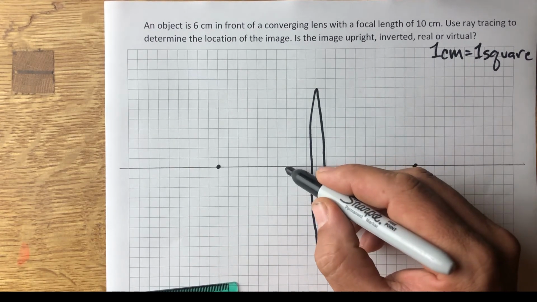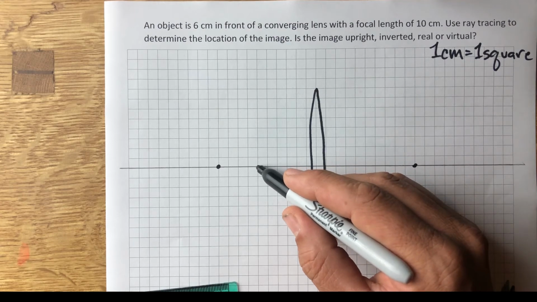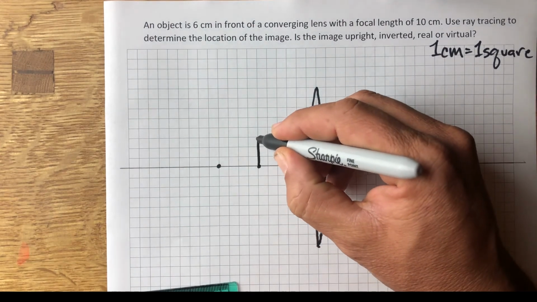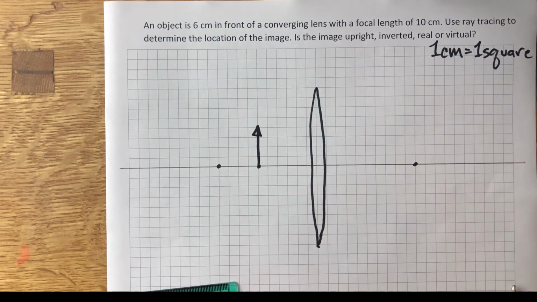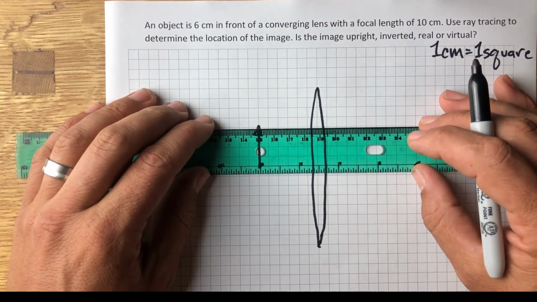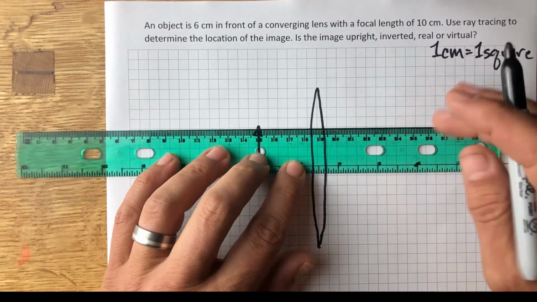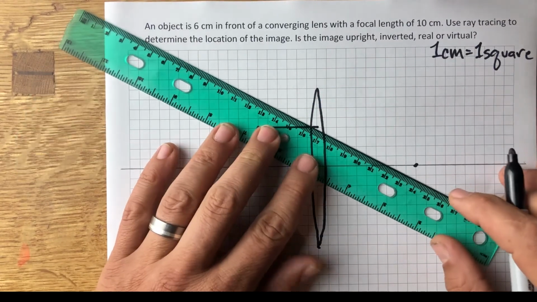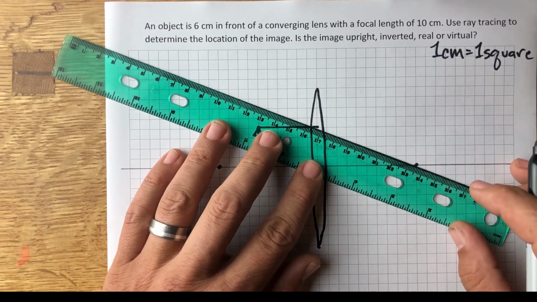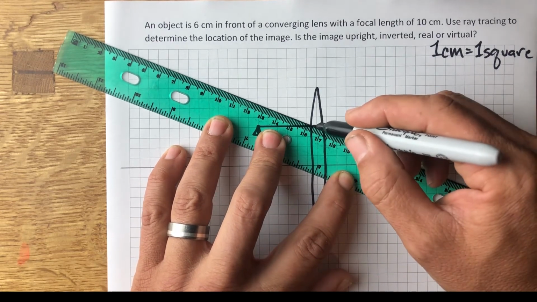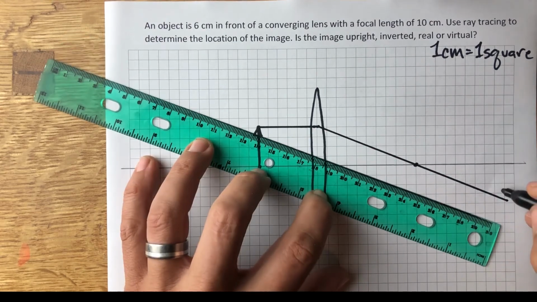1, 2, 3, 4, 5, and we'll go ahead and make there's my object. Great. So 1 ray goes in parallel to the optical axis. Well, if it's going to do that, it's going to get bent towards the optical axis because it's a converging lens, and it will go through the far focal point.